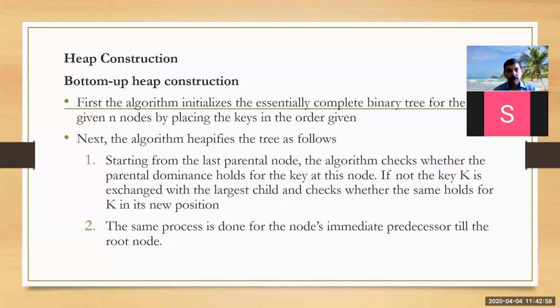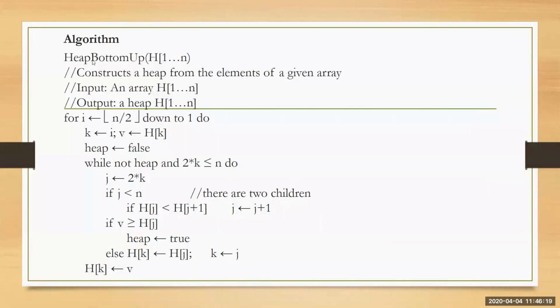Now today we will see HeapBottomUp(H[1..n]). H[1..n] is the heap array, and the index is from 1 till n.